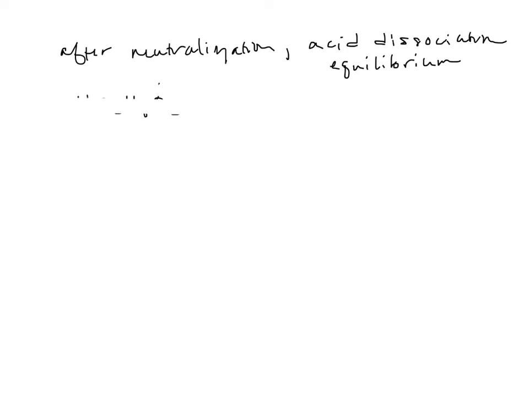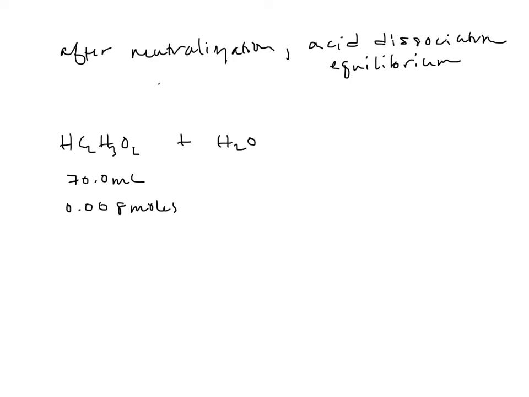So you'll have your acetic acid, HC2H3O2. After neutralization, there's 70 milliliters total volume, because it was the 20 milliliters and the 50 milliliters together, and I have 0.008 moles of acid after the neutralization. This is going to then react with the water. So the sodium hydroxide gets knocked out by the acetic acid, and whatever's left over is going to go into a normal dissociation with the water. Since this is now a reaction with the water, the second ingredient here is going to be H2O.